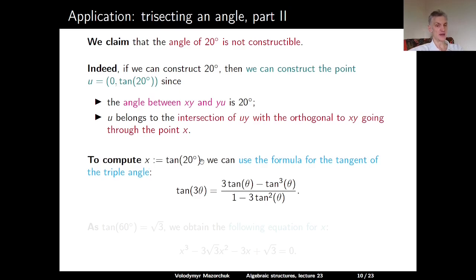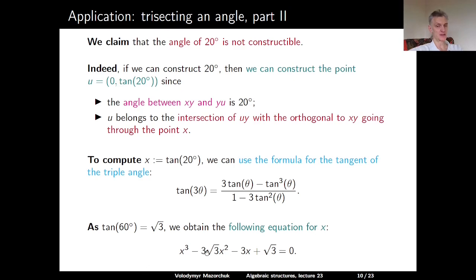So let's denote by x the tangent of 20 degrees, and let us use the formula for the tangent of the triple angle. So the tangent of 3 theta is equal to 3 tangent of theta minus tangent cubed of theta, divided by 1 minus 3 tangent squared of theta. The tangent of 60 degrees is equal to the square root of 3, and plugging this into this formula, we get the following equation for x.